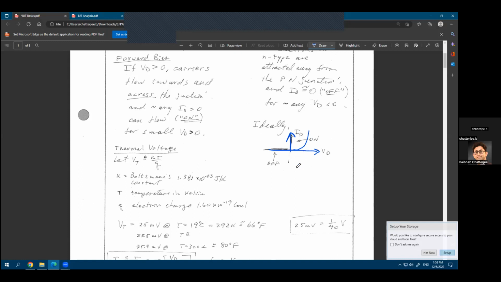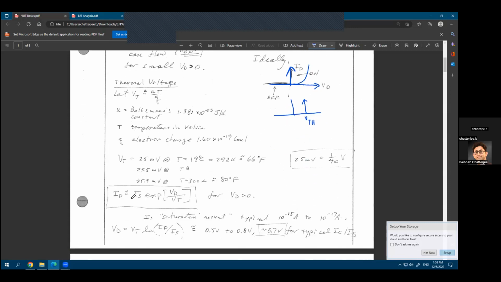Sometimes you even simplify that and say that the ID versus VD characteristic looks like this, that at a particular threshold voltage, V threshold, I'll suddenly see a sharp increase in the current. And I'll show you how that assumption is justified: after a certain threshold voltage, you can expect your current to increase many folds within a very short change in voltage. So even if the diode voltage does not change by a large amount, the current can change by a large amount once it has crossed the threshold.